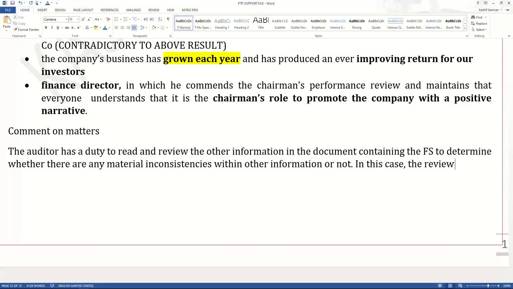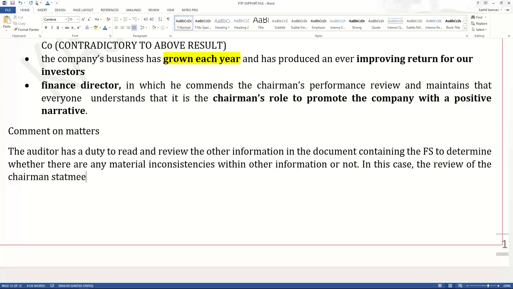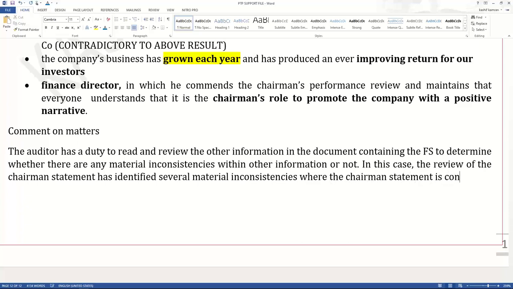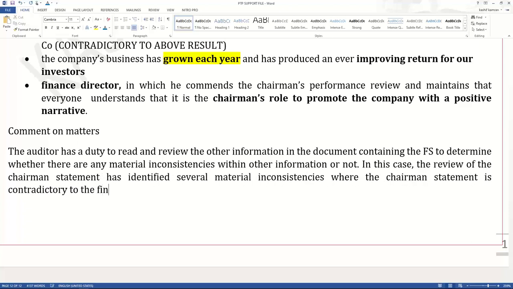In this case, the review of the chairman statement has identified several material inconsistencies where the chairman statement is contradictory to the financial results of METI.